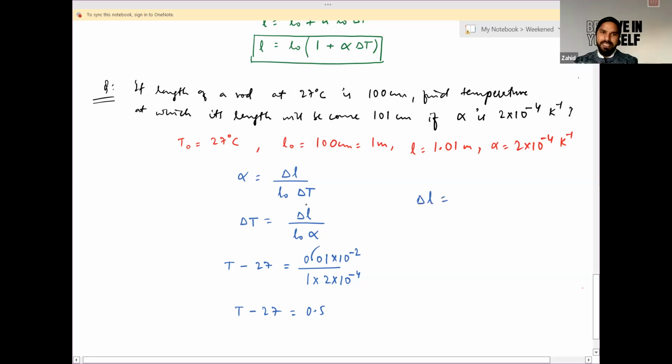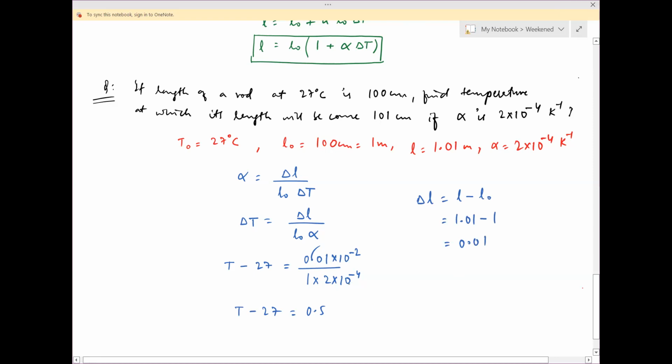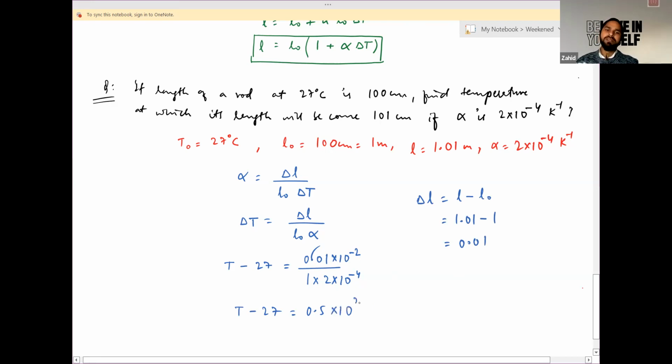L is 1.01. We have to calculate delta L, which will be equal to L minus L naught. L is 1.01 minus 1, so it will be just 0.01. So if you move this denominator to the numerator, it will become 10 to the power plus 4, and we already have 10 to the power minus 2. So it will be 10 to the power plus 2, or it will be 50. Move this 27 to the right side. You will get T equals 77 degrees Celsius.